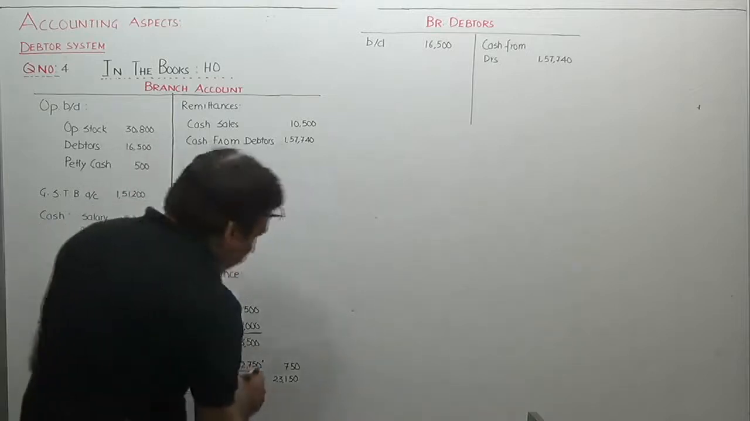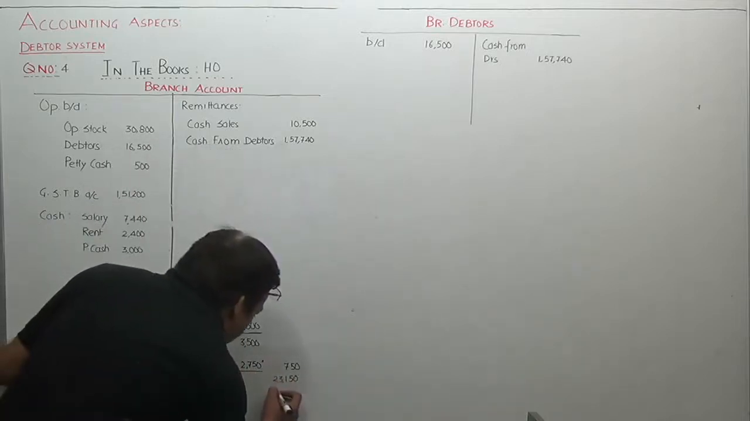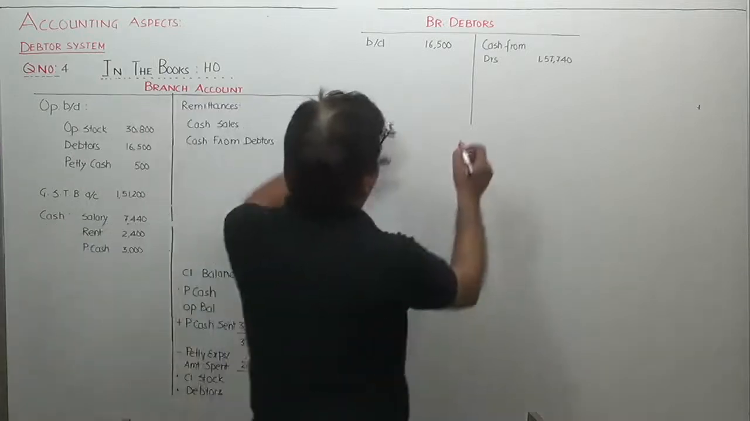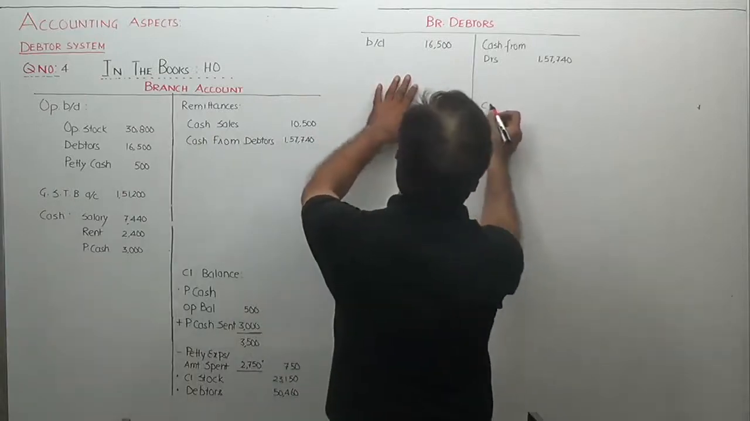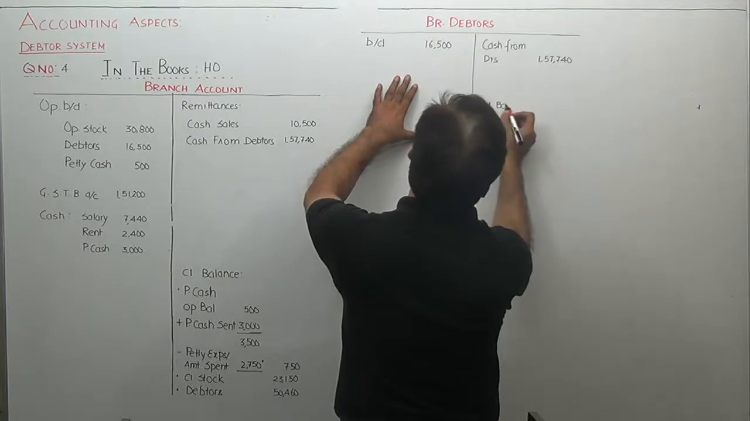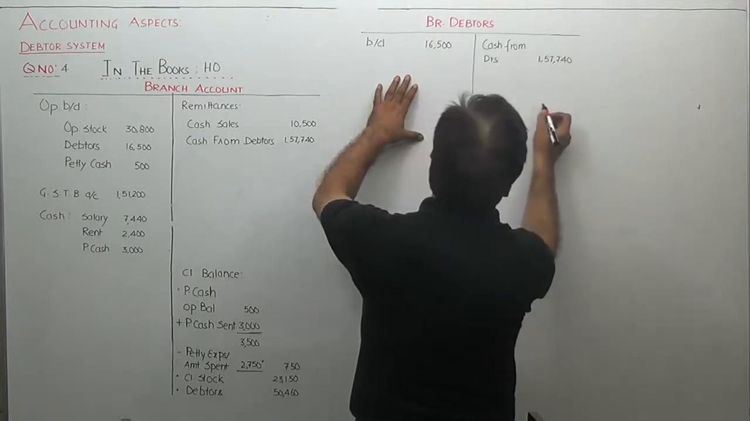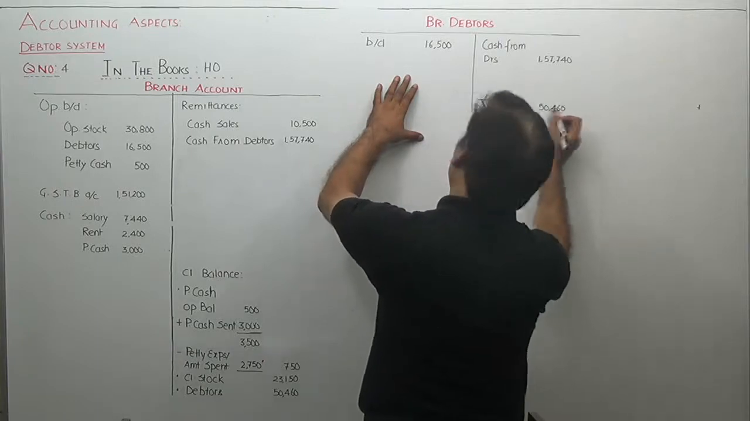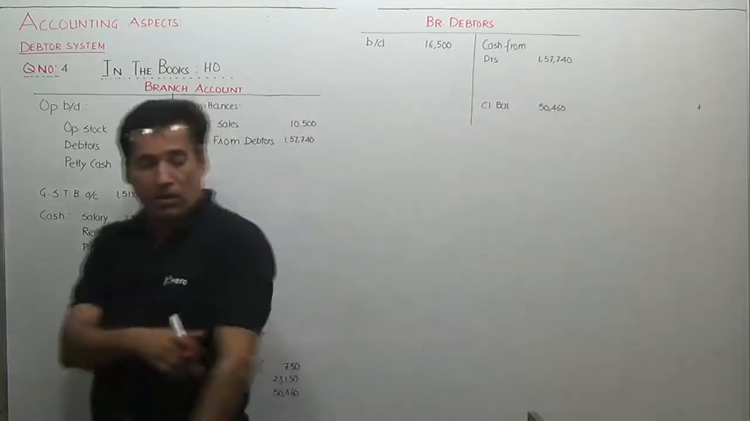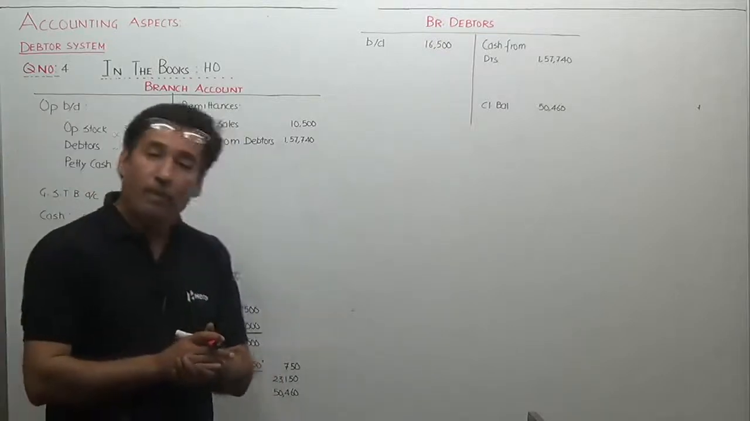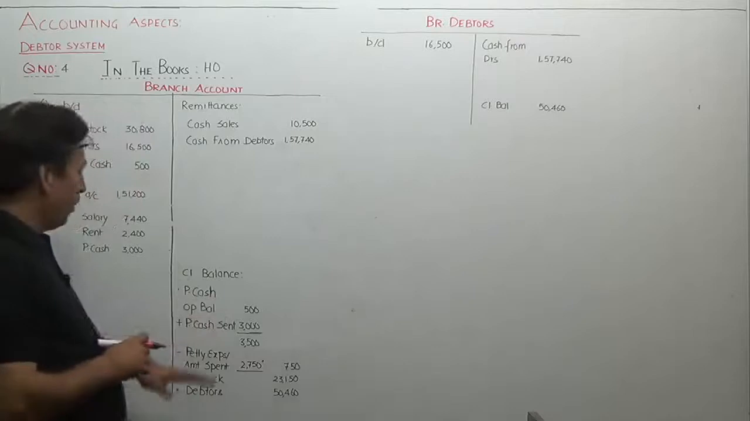Balance of debtors is 50,460. And closing balance of debtors will also be written down here. Closing balance 50,460. Correct? Now, since all the transactions have been incorporated, the next step is to tally it.